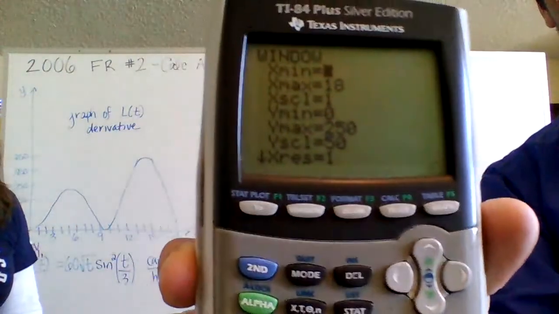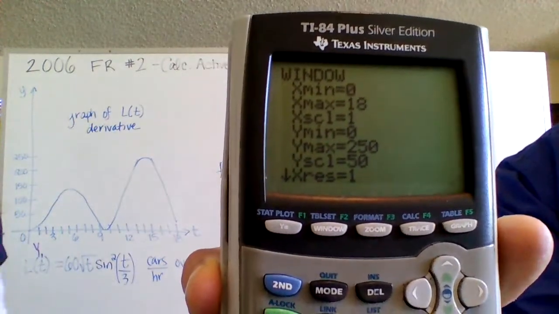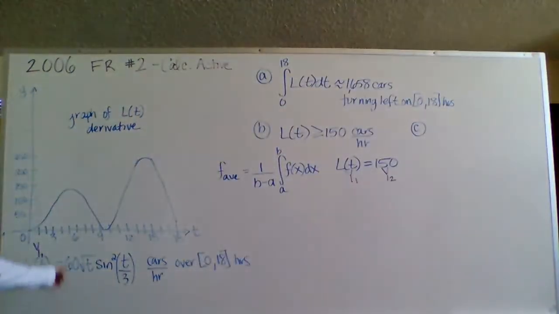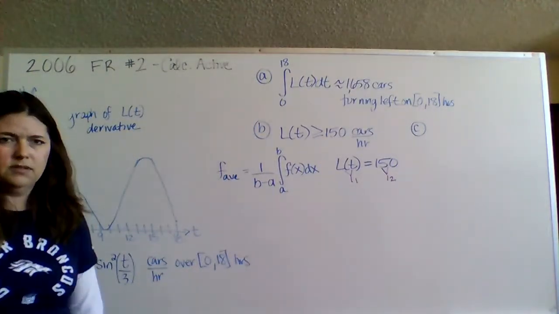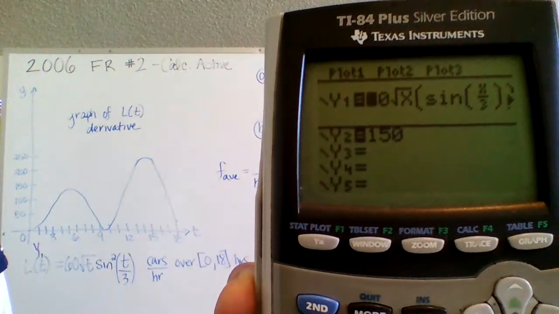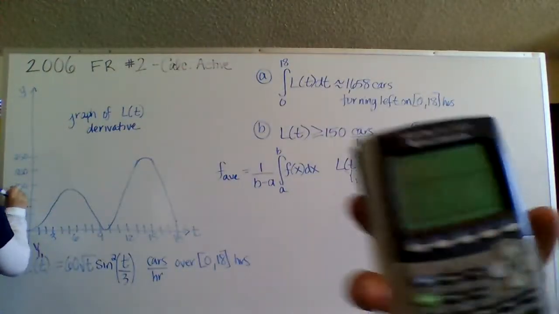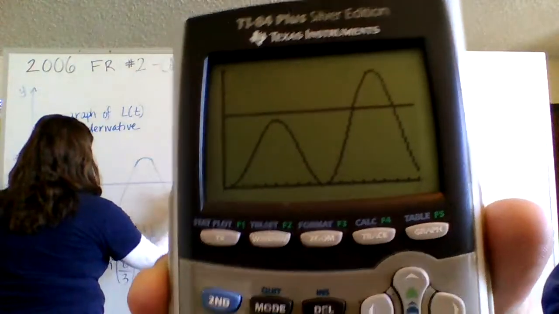So here's the window that they basically already gave you. So you type that in. They have every 3 marked, but they're really going by ones, 0 to 18 going by ones. Okay, there's my y1 and y2. So y2 I've got to 150 now. And I go ahead and graph it, and we should get a graph that looks something like this.